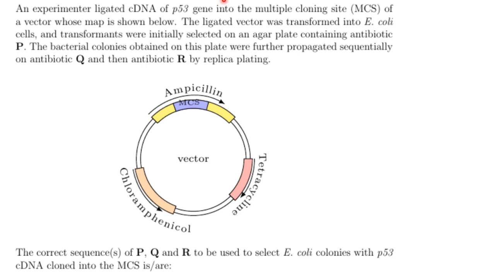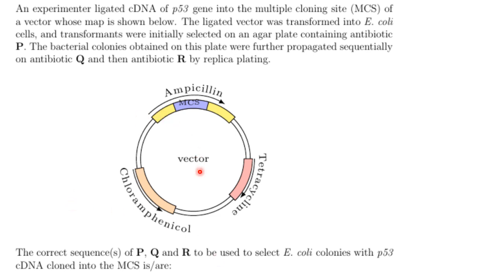The next one. An experimenter ligated cDNA of p53 gene into the multiple cloning site of vector whose map is shown below. The ligated vector was transformed into E. coli cells and the transformants were initially selected on an agar plate containing antibiotic P. The bacterial colonies obtained on this plate were further propagated sequentially on antibiotic Q and then antibiotic R by replica plating. The correct sequence of P, Q and R to be used to select E. coli colonies with p53 cDNA cloned into the MCS is or are.